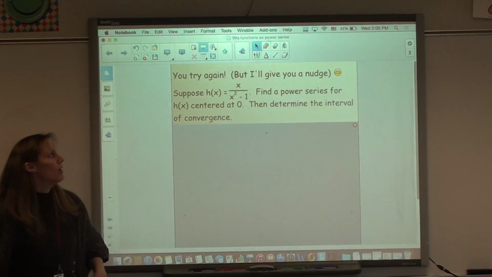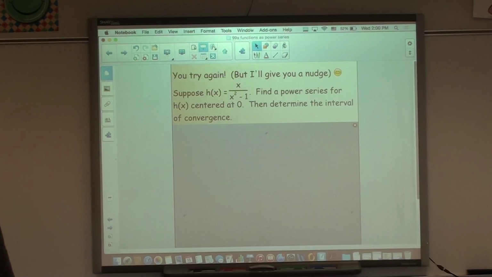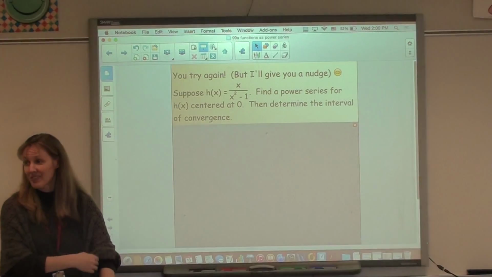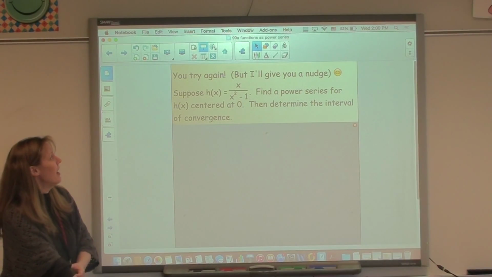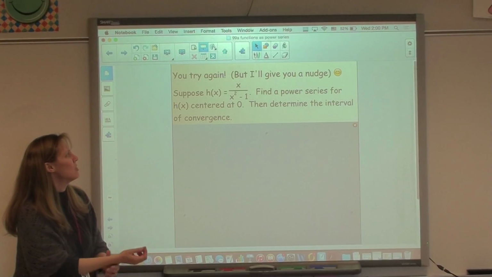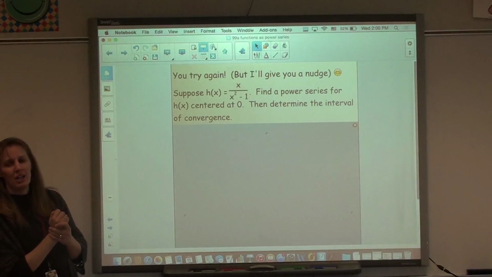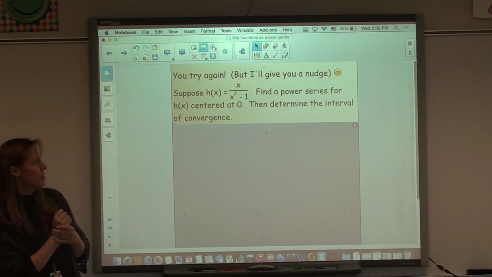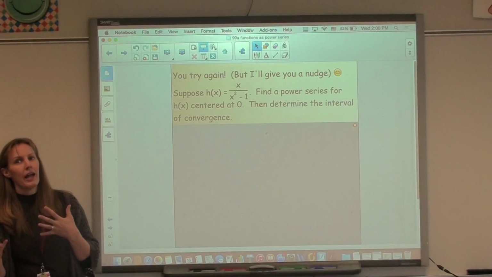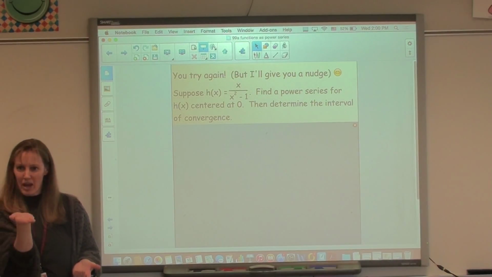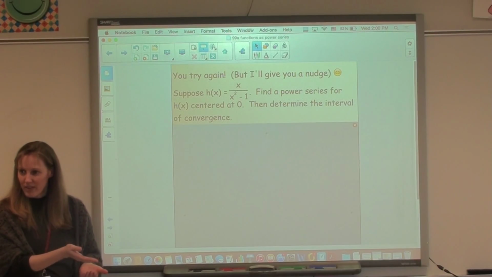Okay, so we're going to take it up a little notch. I am going to give you a nudge. Suppose h of x is x over x squared minus 1. Find a power series for h of x centered at 0. Then determine the interval of convergence. So it doesn't matter what a and r are. They just have to be of the form a over 1 minus r.